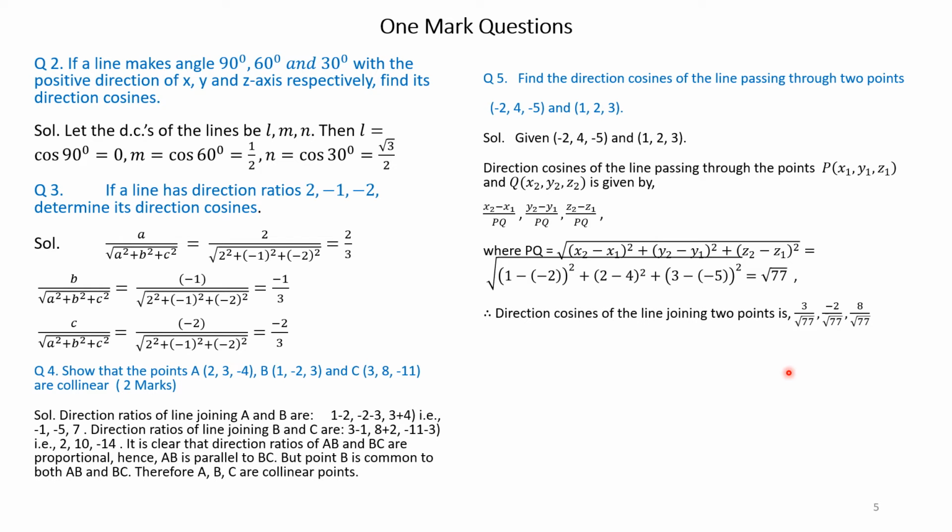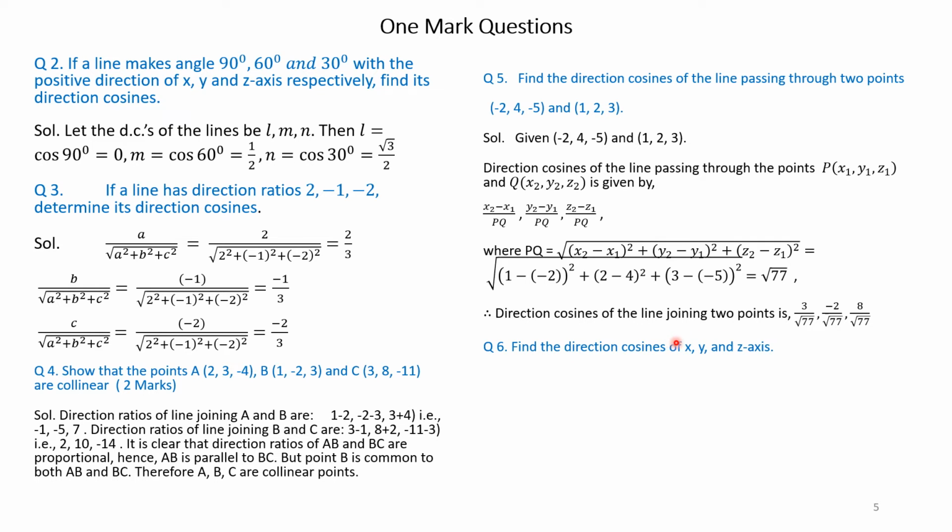Next question. Find the direction cosines of x, y and z axis. So here we have to find the direction cosines. The x-axis makes 0 degrees, 90 degrees and 90 degrees with the x, y and z axes.